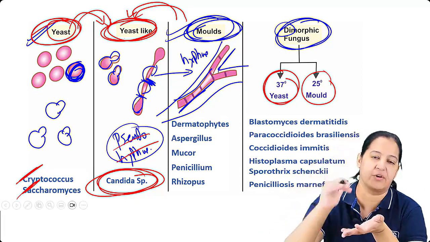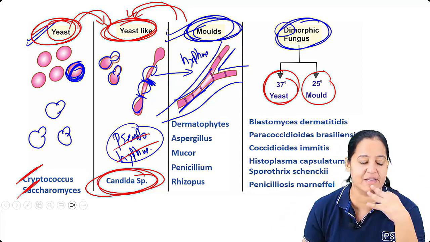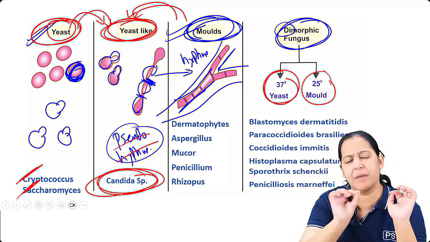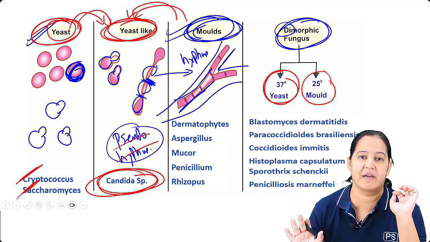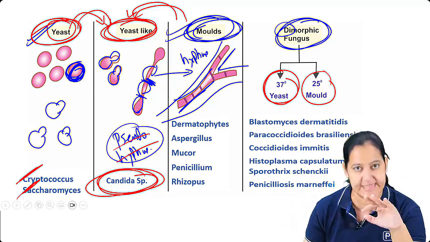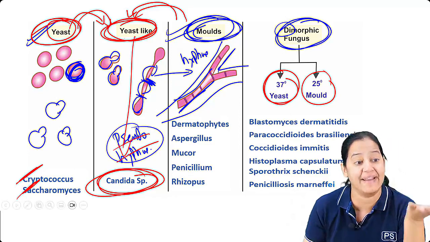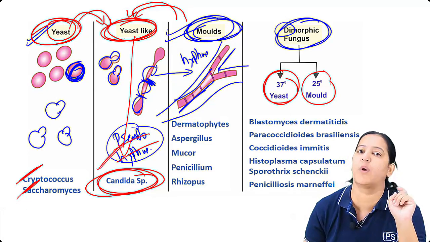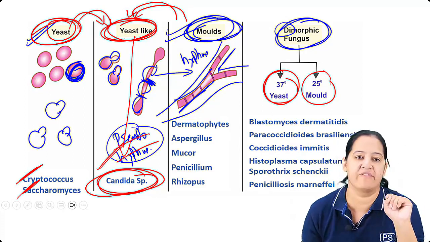Whatever the size of the question. This year only, there was a big clinical question in the latest FMG. The students told me, ma'am, whatever the question was, there was a big clinical history, but we read the word pseudohyphae and remembered your point that pseudohyphae means Candida. Yes, pseudohyphae means Candida because there is only one fungus in the yeast-like category, Candida. Whenever a question comes on Candida, you will get the word pseudohyphae. Don't miss this clue.